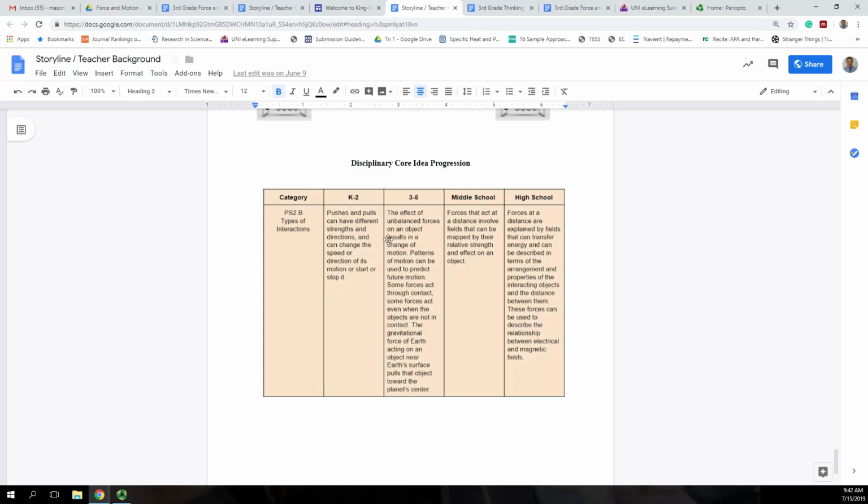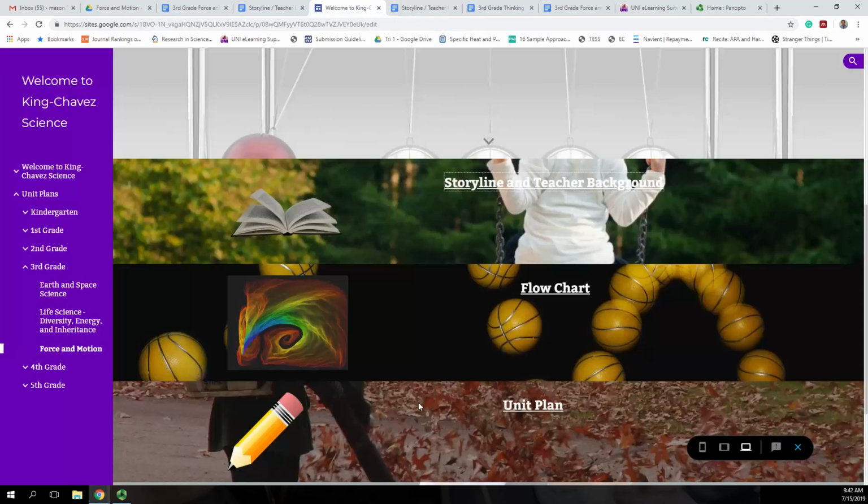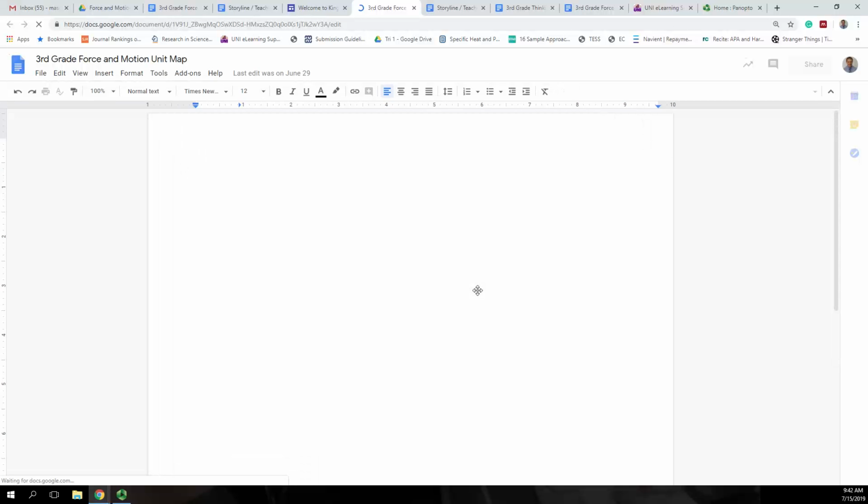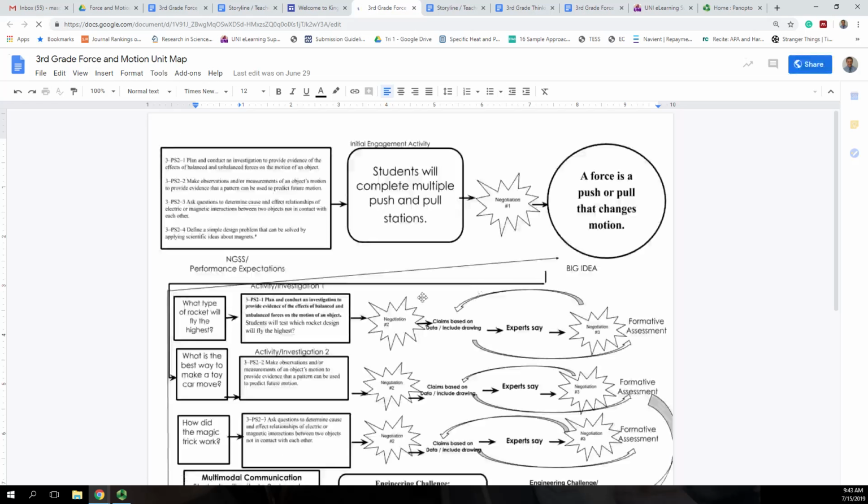Another thing to check out is the flow chart, so you can see what this whole unit is going to look like from afar. As you can see, here are the standards again. We bundled them together in the initial engagement activity, and then in the next lessons you'll have a negotiation and you will create this big idea eventually.